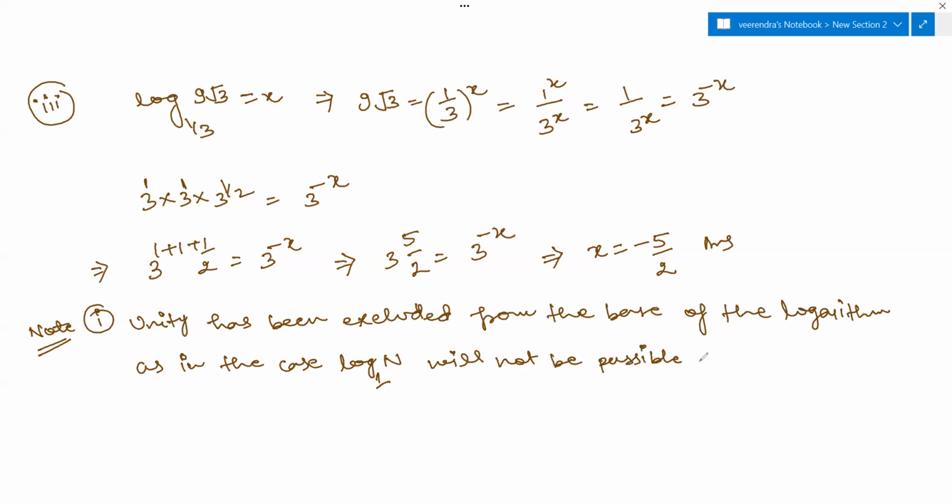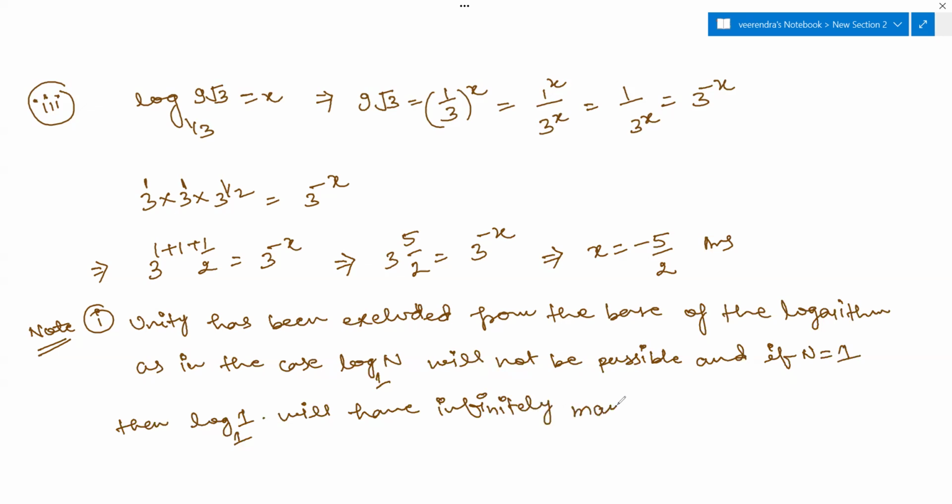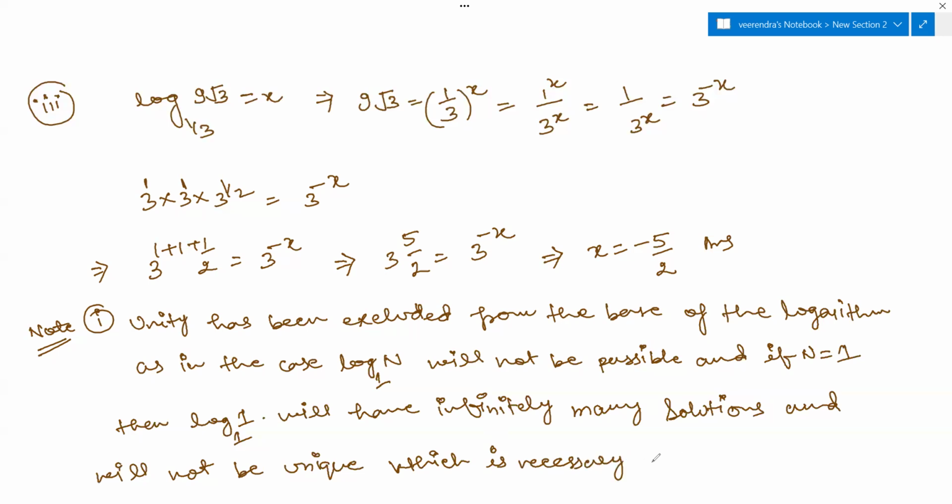and if N equals 1, then log 1 to the base 1 will have infinitely many solutions and will not be unique, which is necessary in the functional notation.